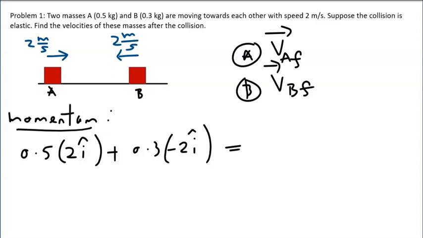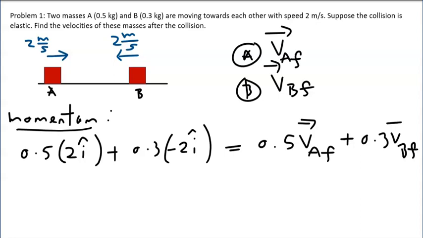Now after the collision, object A moves with some velocity which we don't know yet, that's what we want to determine. And for object B, the momentum is 0.3 times VBF. So we want to get VAF and VBF, two variables, so we need one more equation.